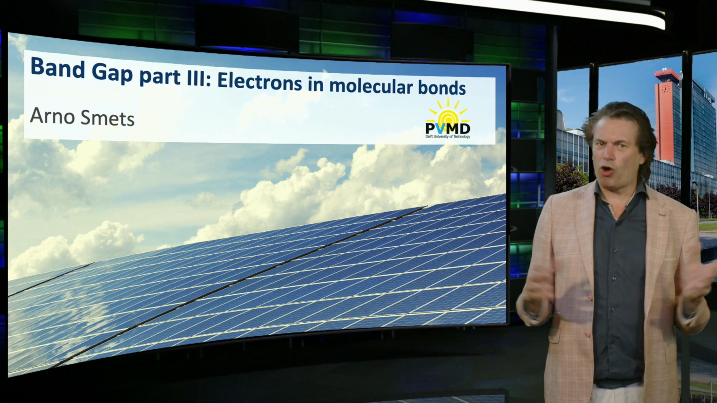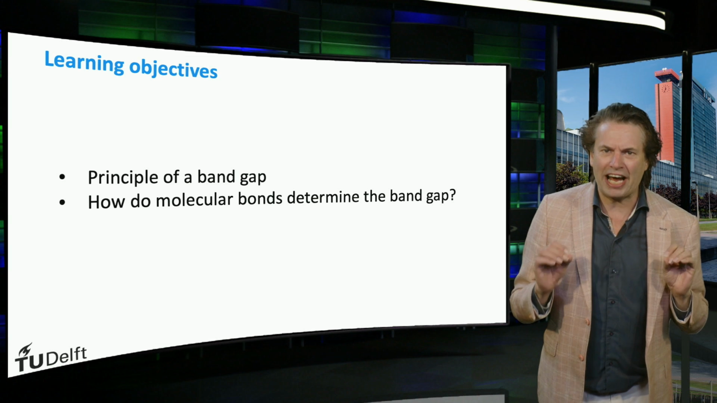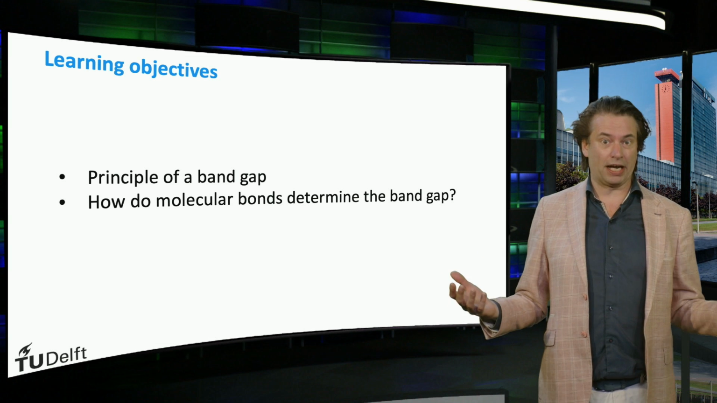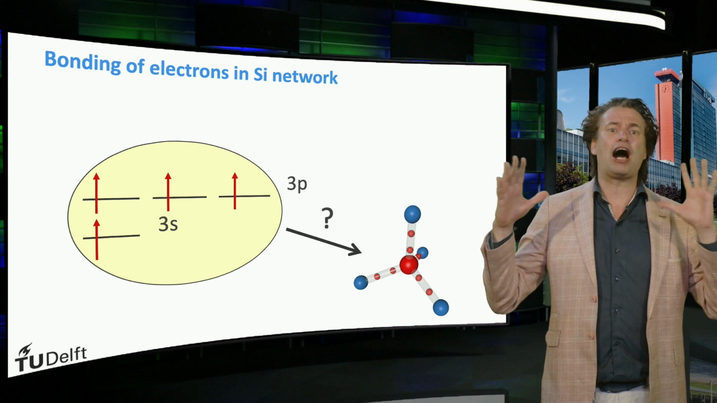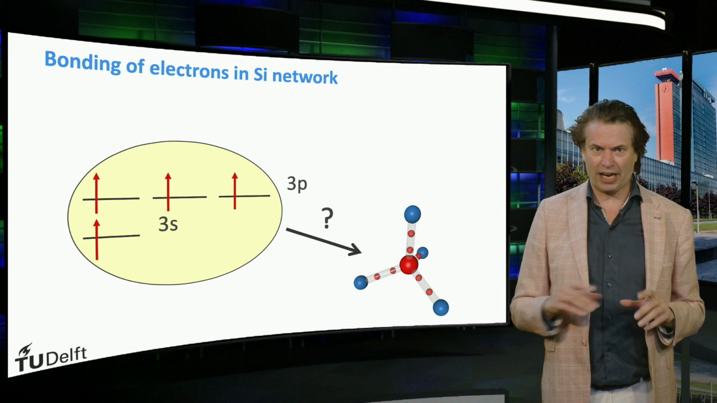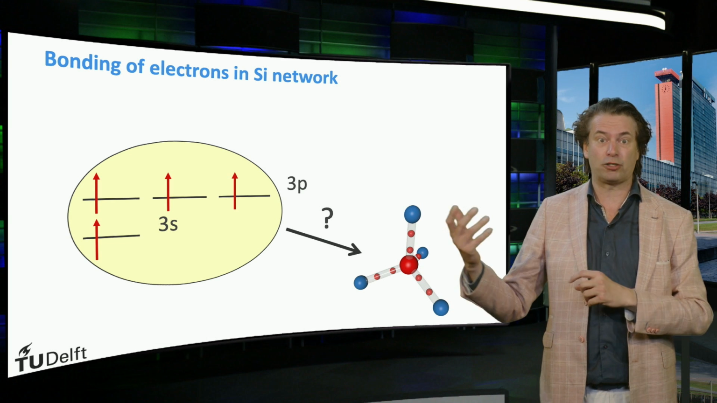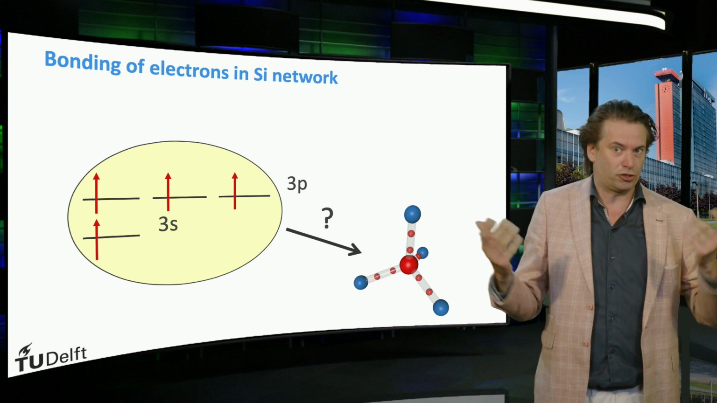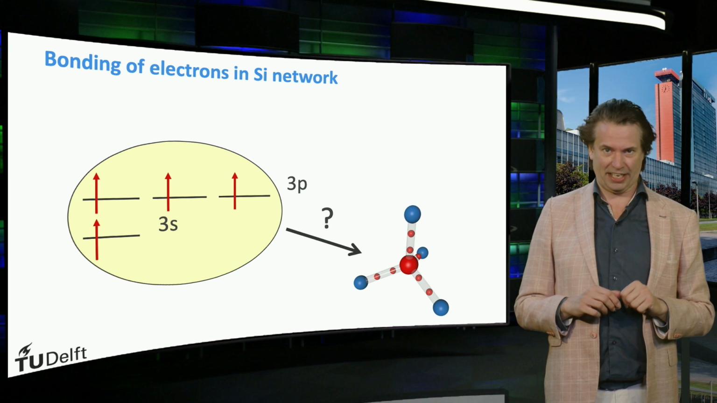What is the principle of a band gap? We have arrived at the question, how do molecular bonds determine the band gap? We have discussed that the silicon atom has 4 outer electrons. These 4 electrons play an important role in making bonds with other atoms in a molecule or in a solid. These electrons are the so-called valence electrons.